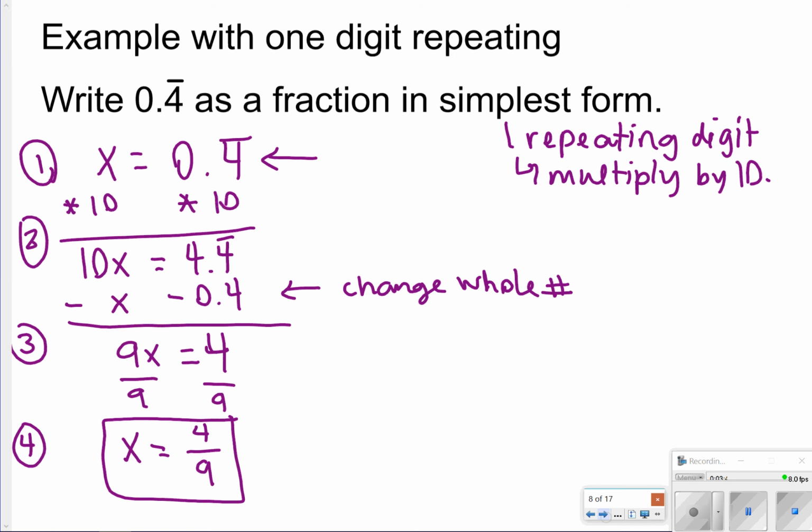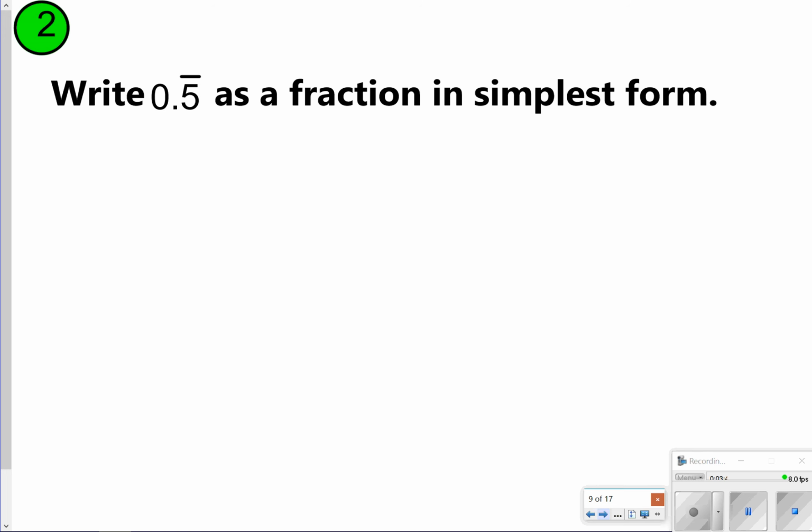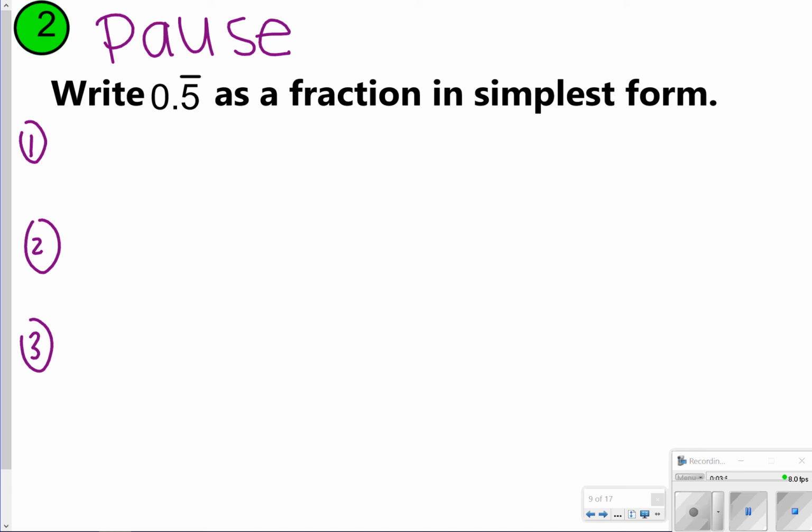What we're going to do now is go ahead and try one on your own. Okay? So you're going to pause the video here. Try to write 0.5 repeating as a fraction in simplest form using the 4 steps, and then click play when you're ready to check your work.